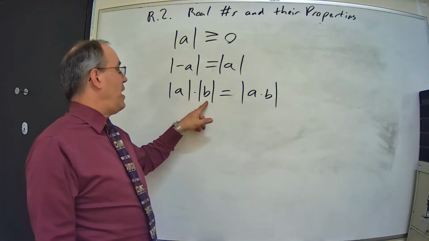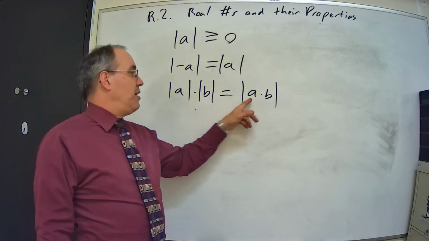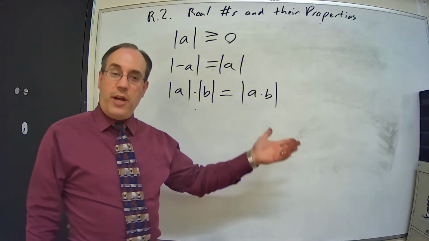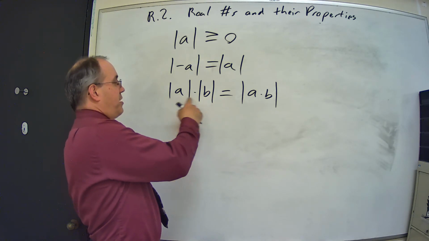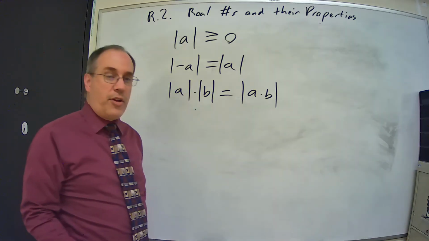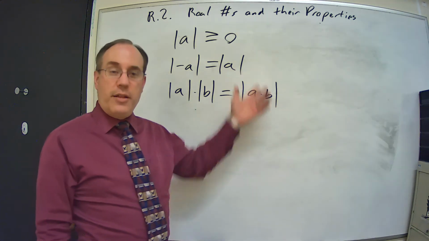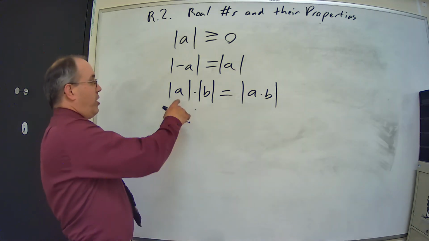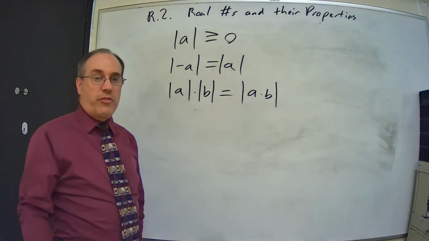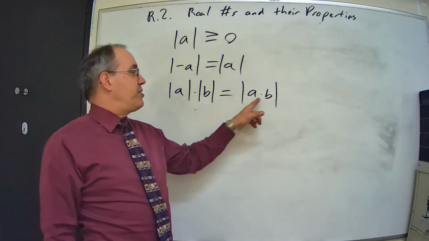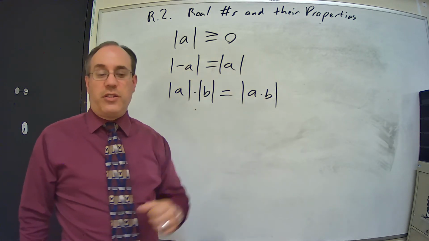So if these are both positive, then we're going to get a positive result. If these are both negative, then this is going to come out positive. And if one of these is negative and the other one is positive, the absolute values are going to turn them both into positive. If one is negative and the other is positive, then the result is going to be negative, but the absolute value is going to turn it into positive.